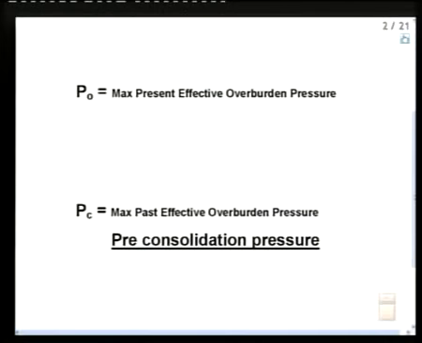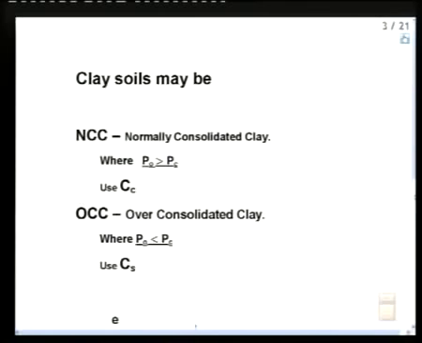What is P naught? The maximum present effective overburden pressure. What is PC? The maximum past effective overburden pressure, or pre-consolidation pressure. Remember that. Based on PC and P naught, clay soil may be NCC or OCC. NCC is normally consolidated clay, where the present P naught is the maximum, more than the past effective overburden pressure.